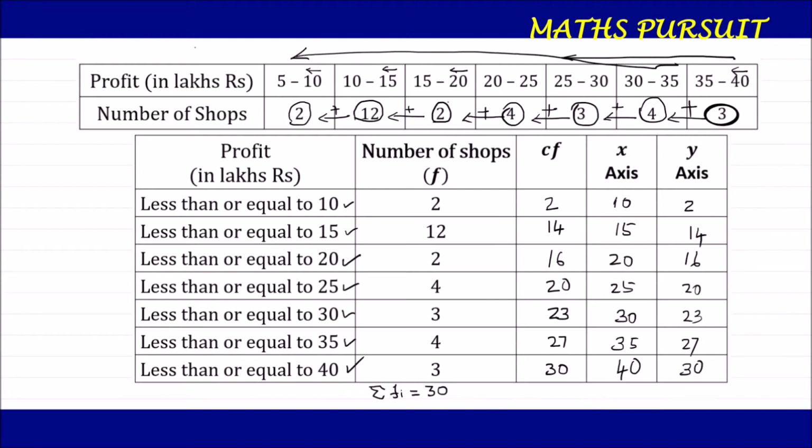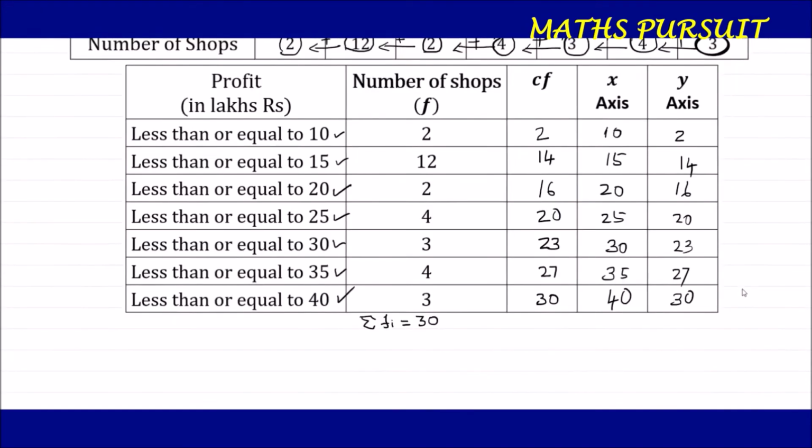So guys, I believe till here we are very clear. What we did is we took the profit and represented the data in a less than format, then we considered the frequency, calculated the cumulative frequency, and identified the numbers for the x-axis and the y-axis. The x-axis is the profit in lakhs and the y-axis is the cumulative frequency. With all this data in place, we can easily draw the graph. So let us see how the graph looks.